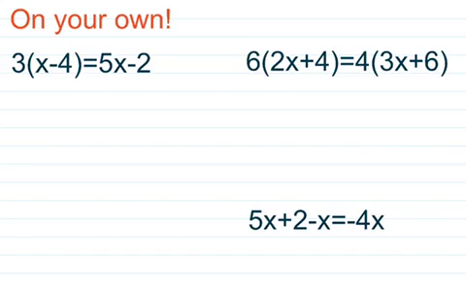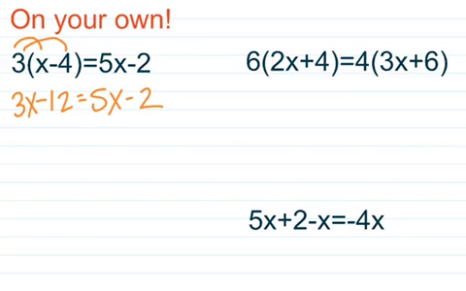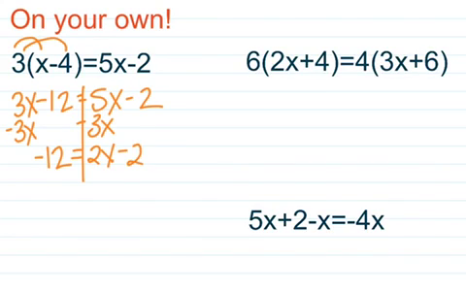Okay, so the first one, you need to distribute your 3. So I'm going to distribute that. So I have 3x minus 12 equals 5x minus 2. Okay. I need to get my x's on the same side. I'm going to move my 3x. So opposite of a positive is a negative. If you move the 5, it doesn't matter. It'll give you the same thing. So negative 12 equals, well, 5 minus 3, 2x minus 2.